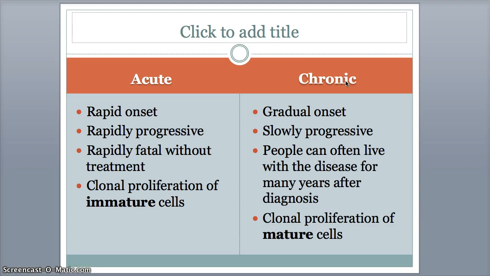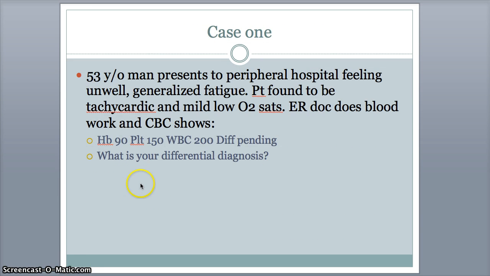In this case, chronic diseases tend to be clonal proliferations of mature cells. And the morphology will be much more similar to normal morphology in the chronic diseases in general. So now let's look at a case to illustrate this point.